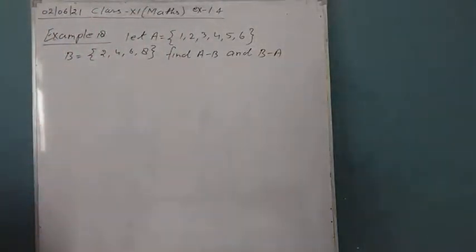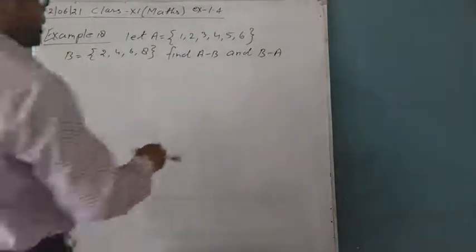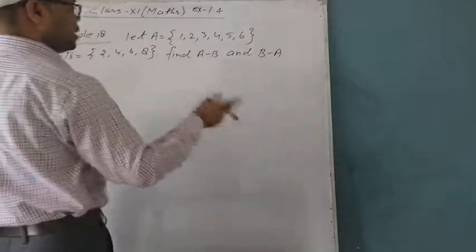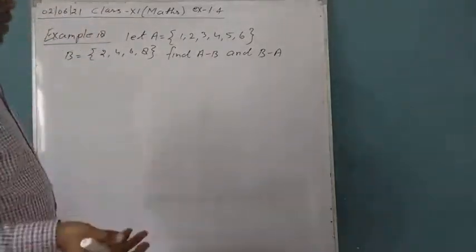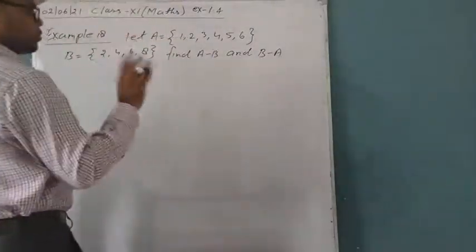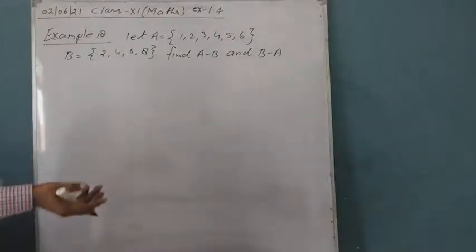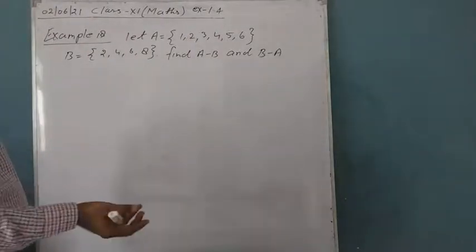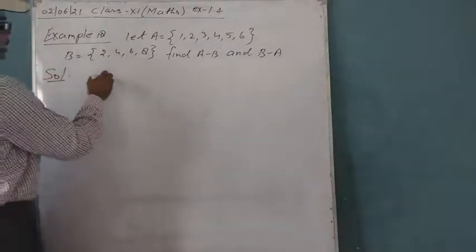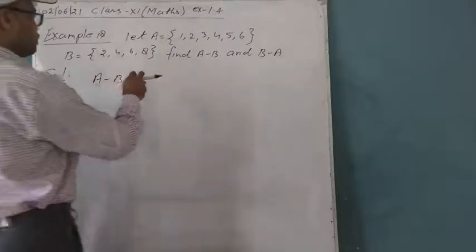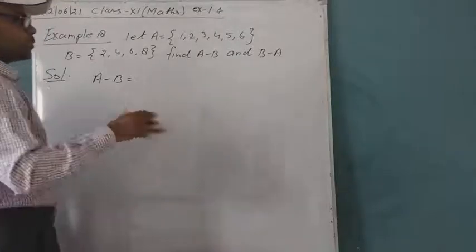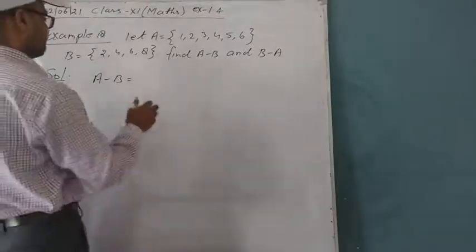As I told you in our previous video, A minus B is the difference of two sets. If it is written A minus B, then we have to write the elements of A only, which are not included in B. And B minus A means we have to write the elements of set B only, not including the elements contained in A. So in solution, A minus B is equal to, check first which elements are common in both, remove them and write the elements of A.